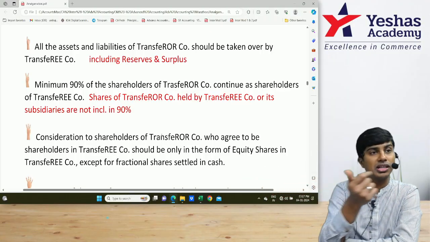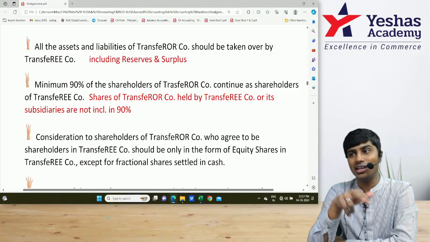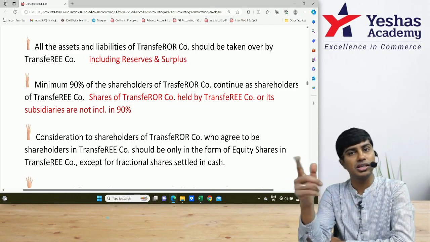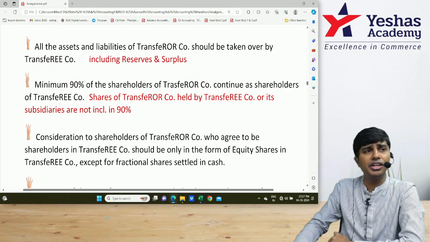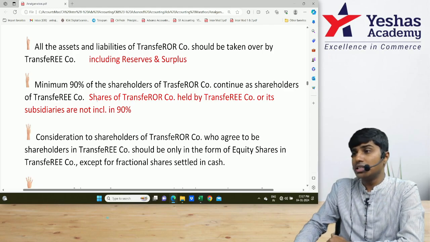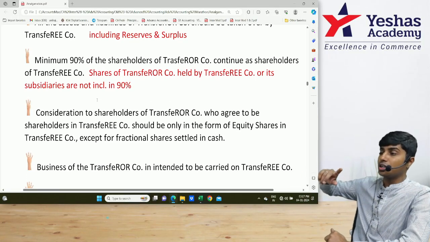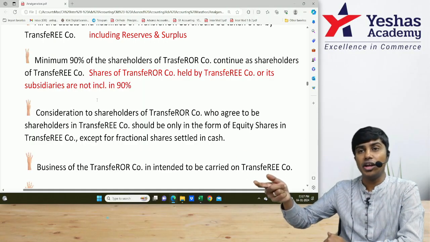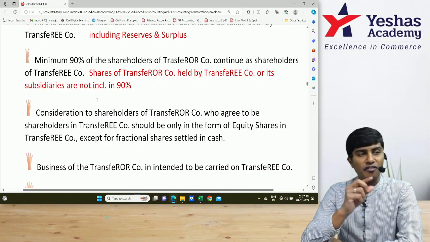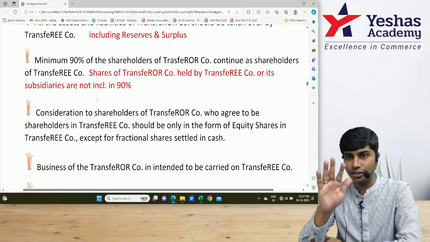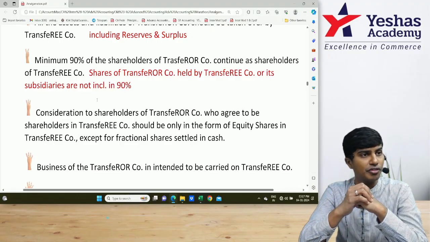Then condition number 2 says that a minimum of 90% of the shareholders of the transferor company should continue to be equity shareholders in the transferee company. The exception is for the shares held by the transferor directly by itself or through its subsidiaries in the transferee company. You get that? The next thing we need to notice: how is the second condition fulfilled? The second condition is fulfilled by issuing purchase consideration to equity shareholders of the transferor company by way of equity shares in the transferee company. This also has an exception. For the fractional part, if you give cash, it's okay. For other than the fractional part, if you give cash, it will turn into amalgamation in the nature of purchase.